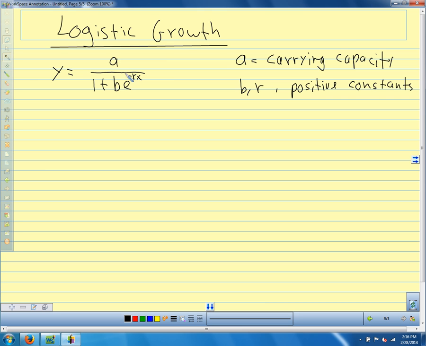Logistic growth looks like our curve in general is always going to look something like this. So logistic growth increases, and then eventually it levels off. And where the logistic growth levels off, we get a horizontal asymptote at the carrying capacity.